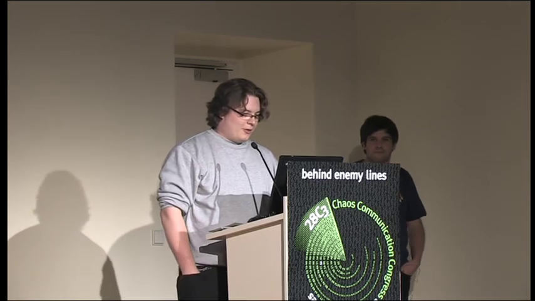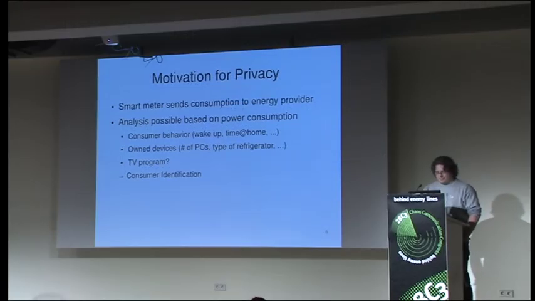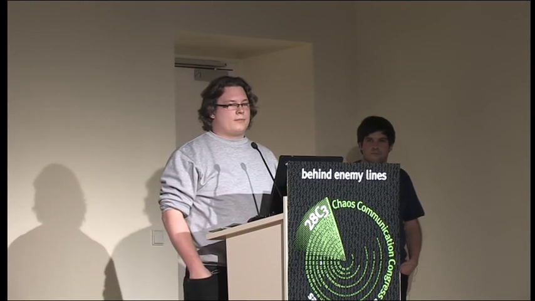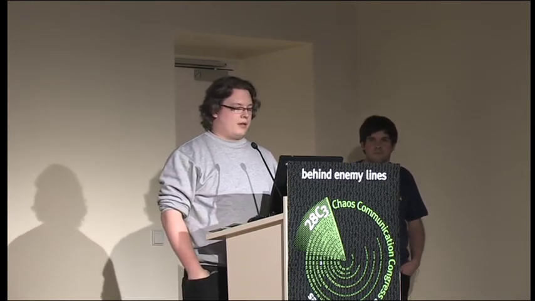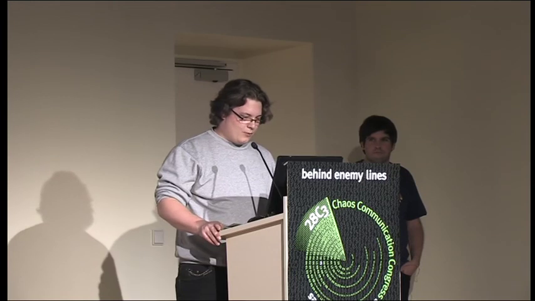The motivation for privacy is that the smart meter sends consumption data to the energy provider. You can analyze this data. From the data, Mr. Hart showed in 1992 that you can identify several consumer devices uniquely. What you see here is, for example, a refrigerator which has three power cycles and six heater cycles, which are added to the signal.